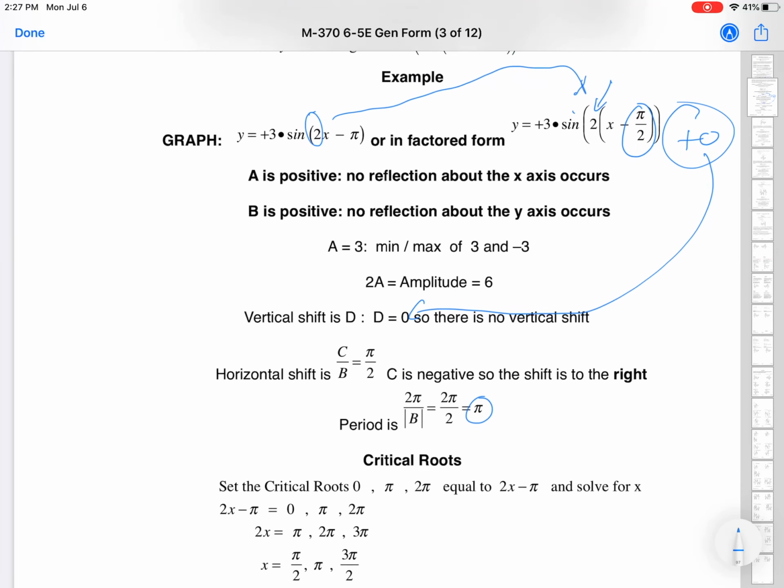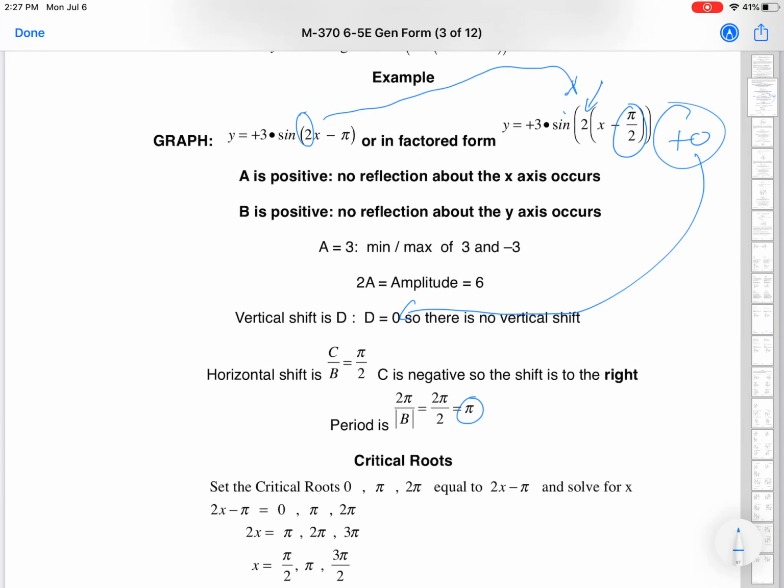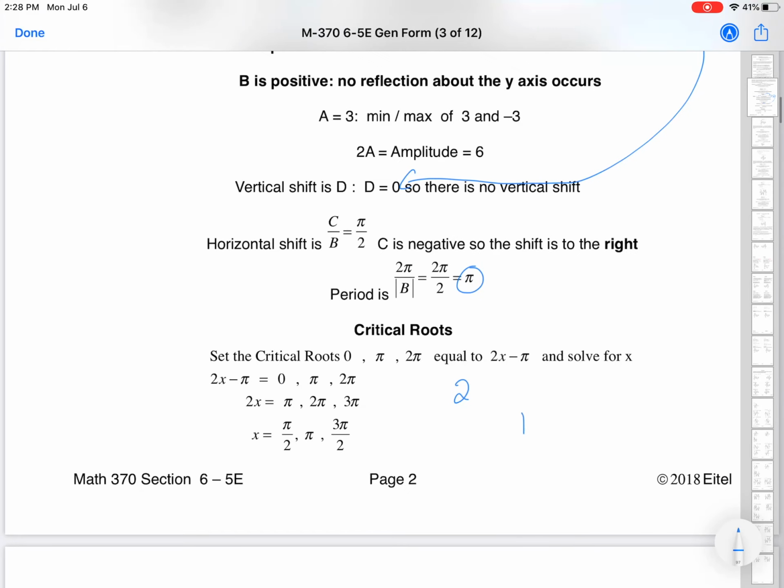So the critical roots, before with sine, were 0, pi, 2 pi. Now we want to make sure that we get those same critical roots. So notice what he's doing here. He's setting 2x minus pi equal to 0, and so he's adding pi to everyone and dividing by 2 to everyone. So these are our new critical values. What does that mean? It means that we're done.